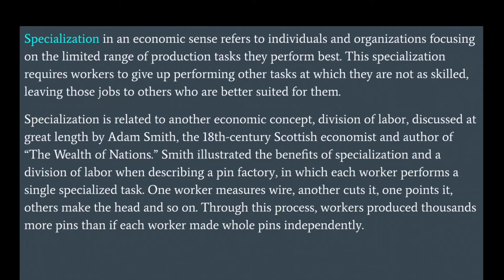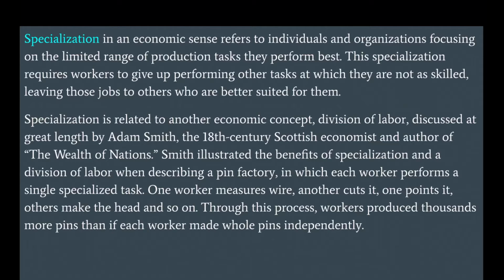Specialization, in an economic sense, refers to individuals and organizations focusing on the limited range of production tasks they perform best. This specialization requires workers to give up performing other tasks at which they are not as skilled, leaving those jobs to others who are better suited for them.